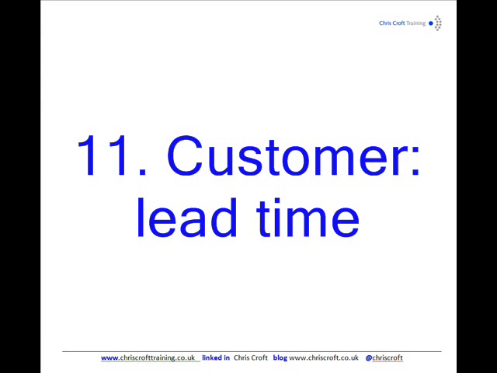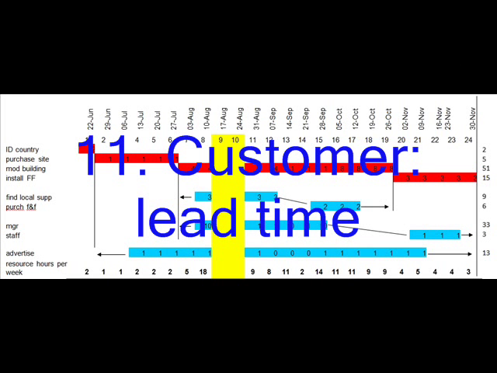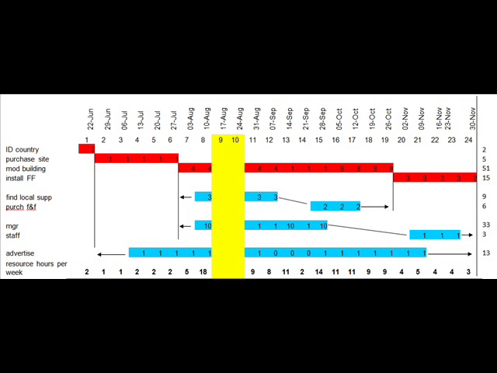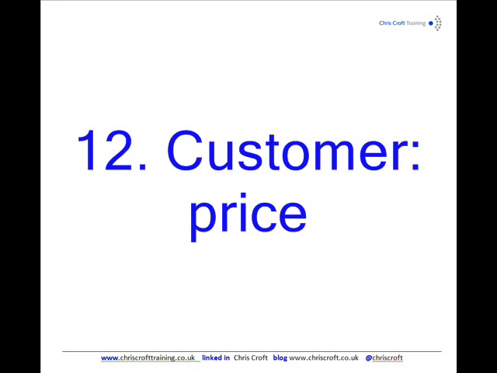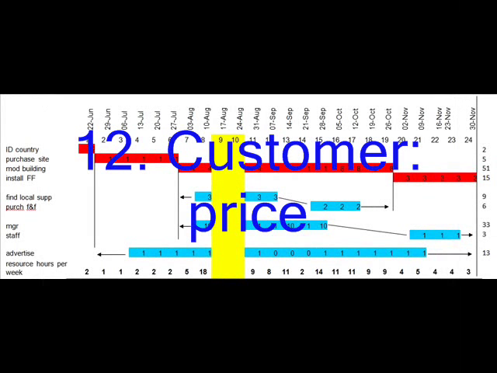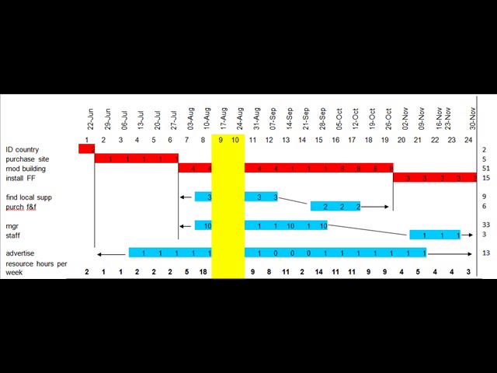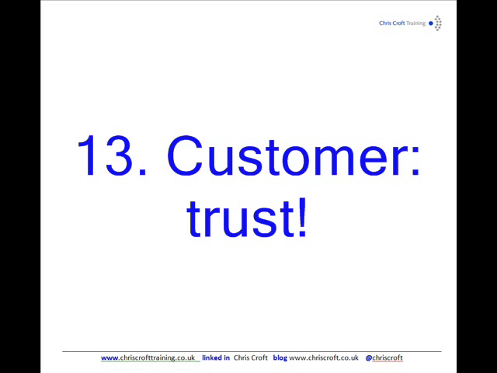Number 11, showing a customer why they need to order now if they want to get delivery by their required date. You could show them that there's a lot more work involved in the project than they realise. And in fact, that's really number 12, showing them why the price is what it is and also how clever you are, how clever your proposal is. There's more to the project than they realise.